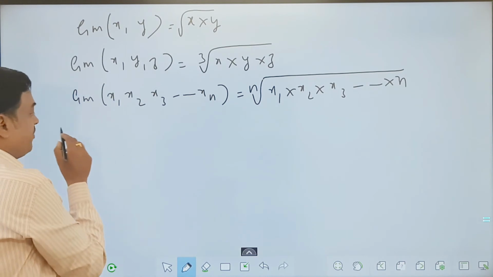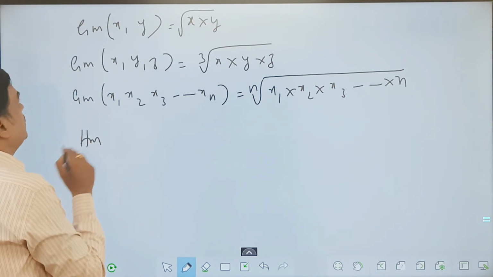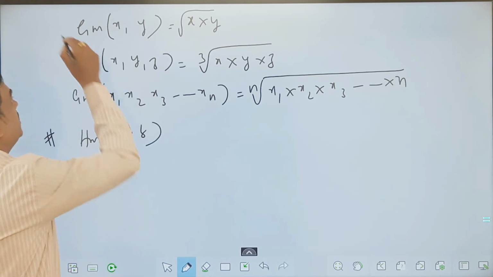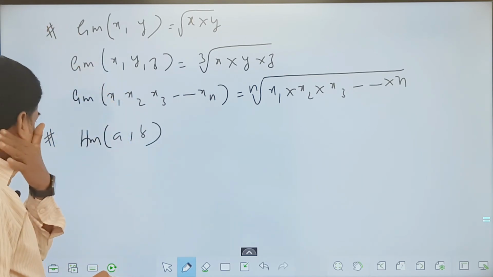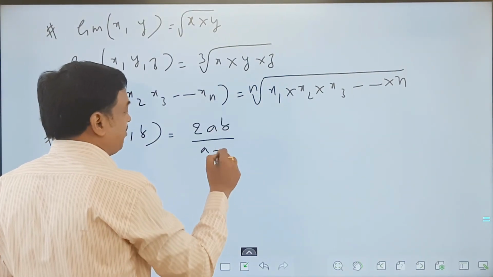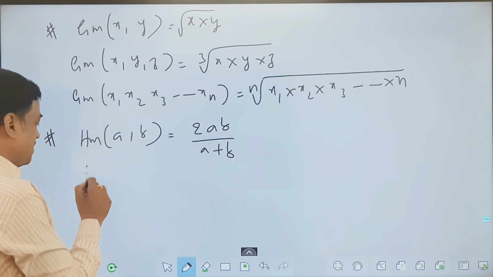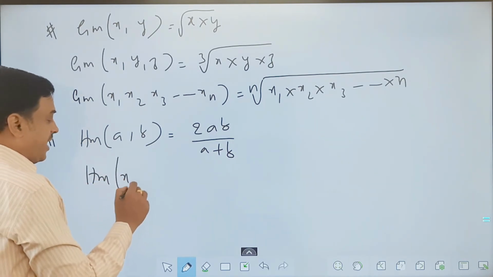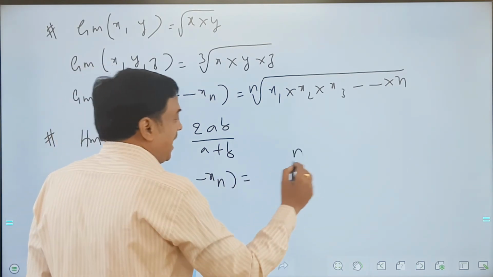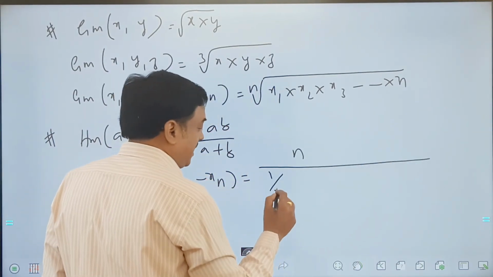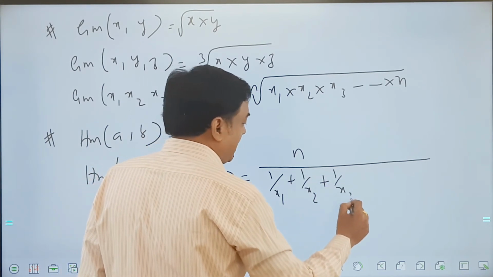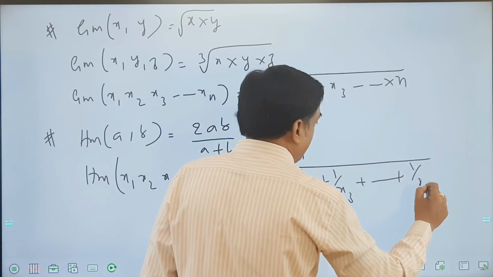Okay. Finally, one more: the harmonic mean of two numbers, say a and b. The formula for this will be 2ab by a plus b. Or in general, the harmonic mean of x1, x2, x3 so on up to xn will be n upon 1 by x1 plus 1 by x2 plus 1 by x3 so on up to 1 by xn.